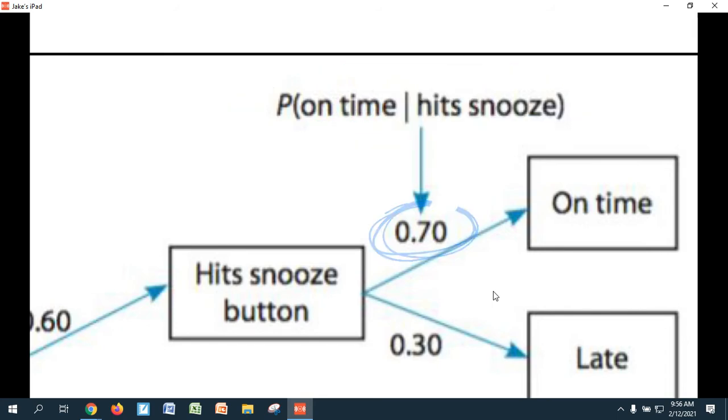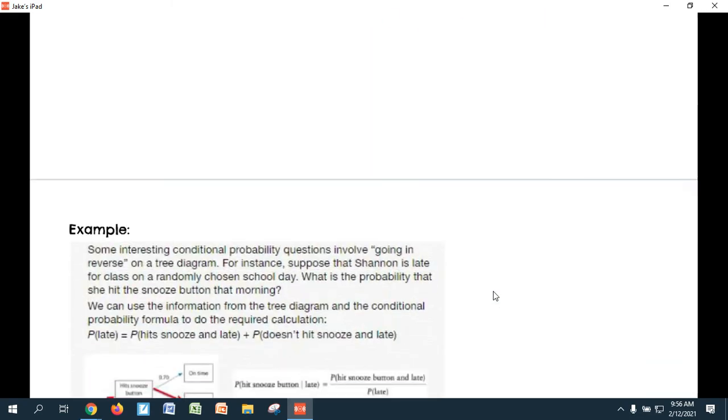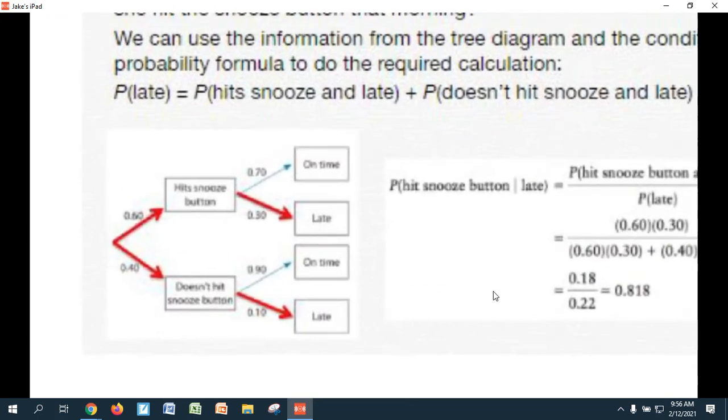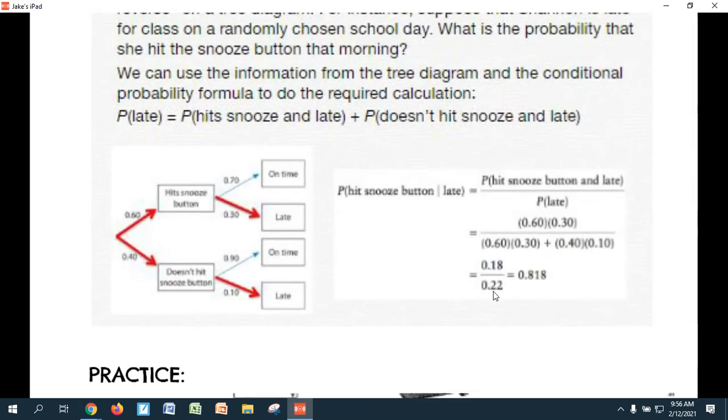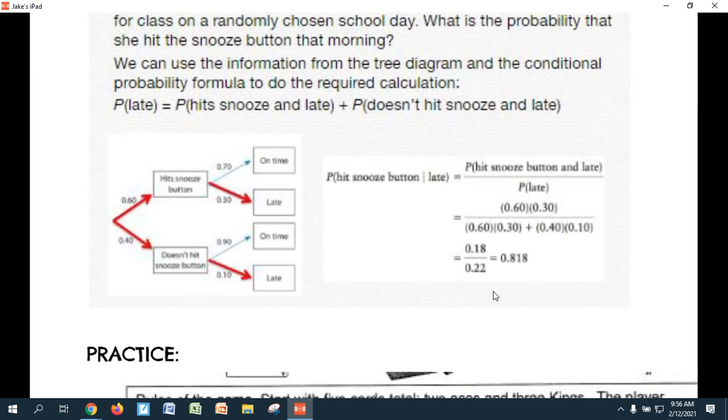All right, so we can calculate probability pretty easily when we have a tree diagram like this. What this example shows us is, if we wanted to figure out the probability that you are late to school, you have to figure out the probability that you hit the snooze button and you end up being late, plus the probability that you don't hit the snooze button and you're late. So you would just go 0.6 times 0.3 plus 0.4 times 0.1. Add those together. That's the probability that you are late.